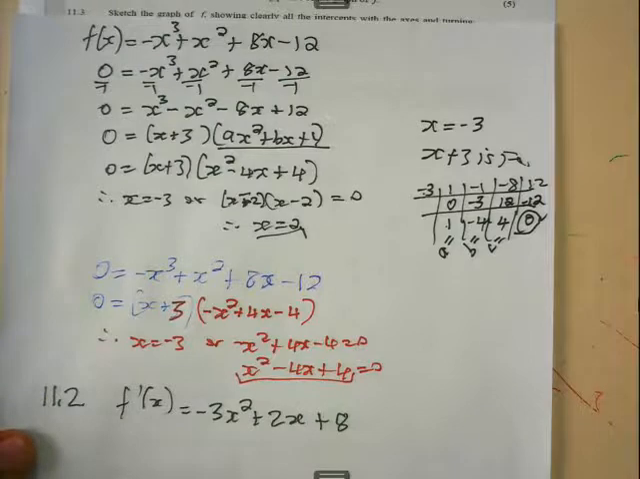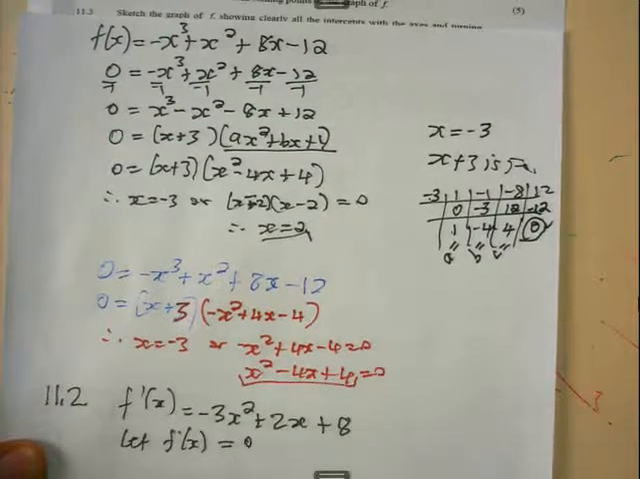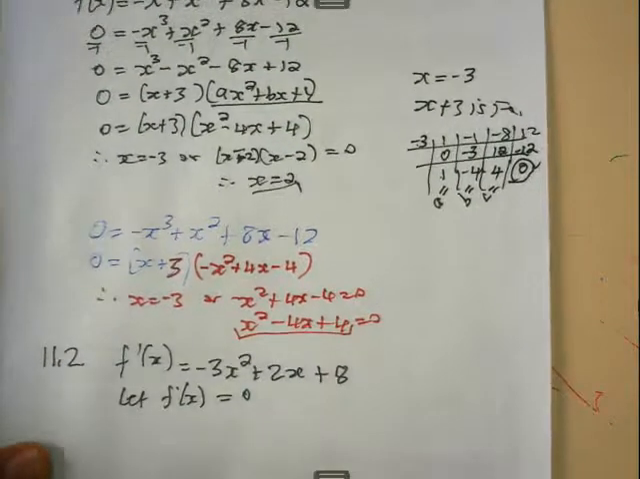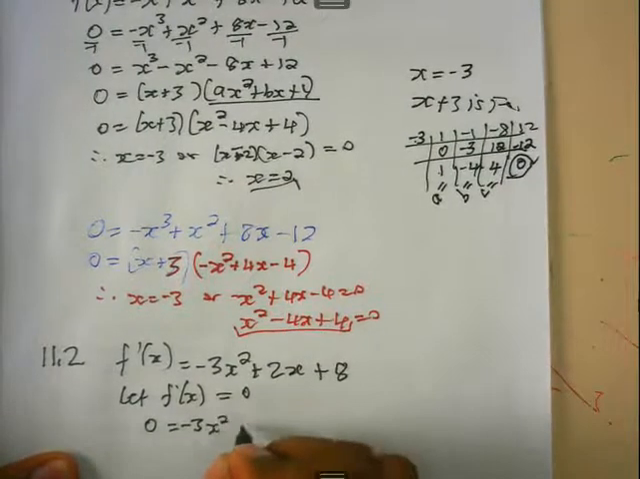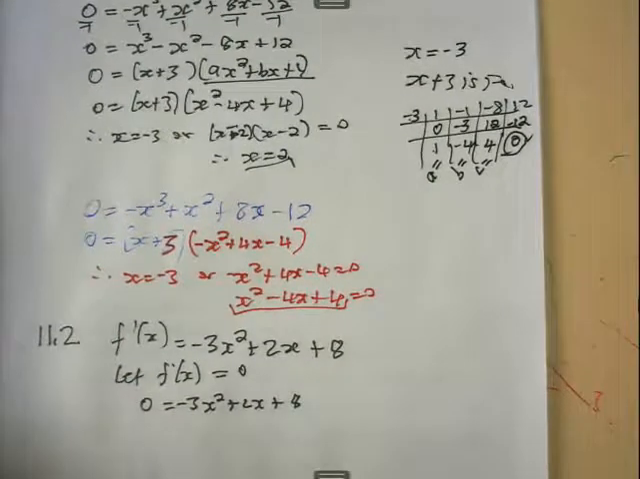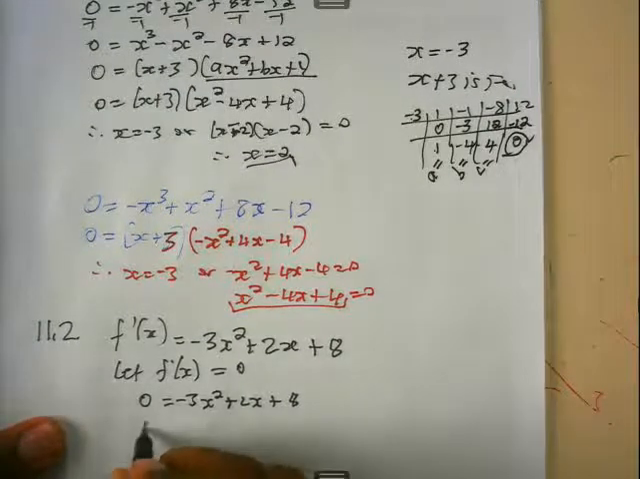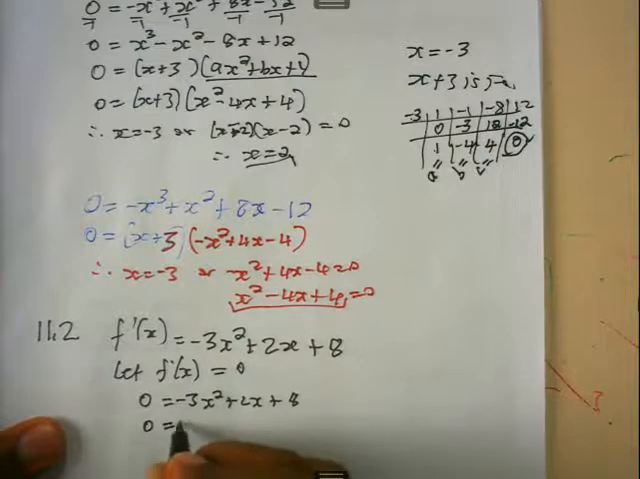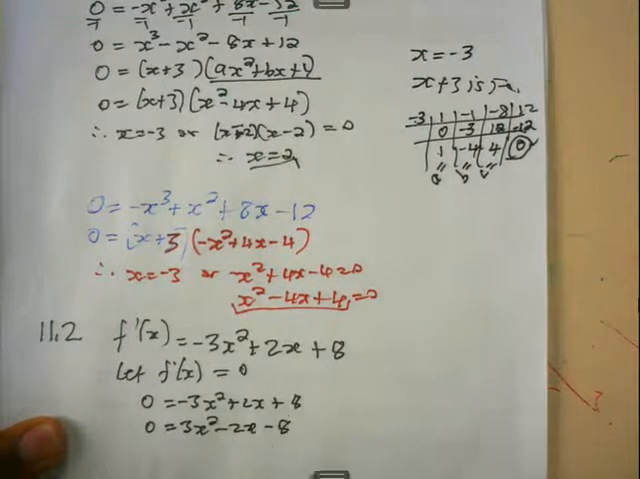Right, the second step, boys and girls, is that you must let the derivative be 0. You must let f prime of x be 0. Then immediately after this, we have 0 is equal to minus 3x squared plus 2x plus 8. Then from here we solve for x. First of all, I will decide to divide everything here by the negative. We will get 0 is equal to a positive 3x squared minus 2x minus 8.